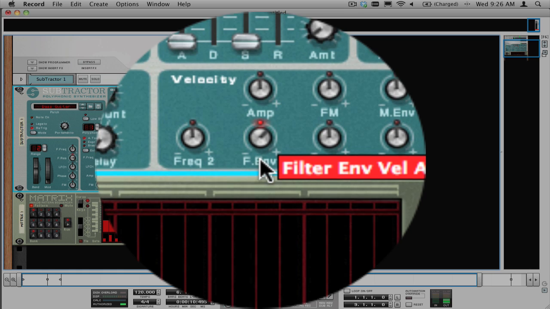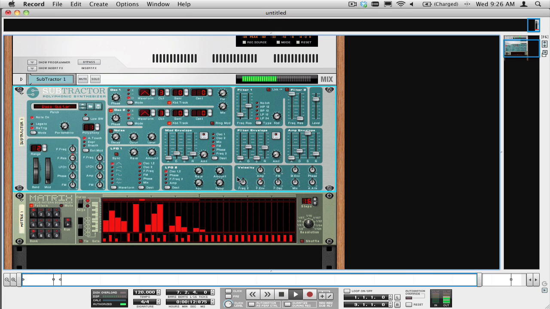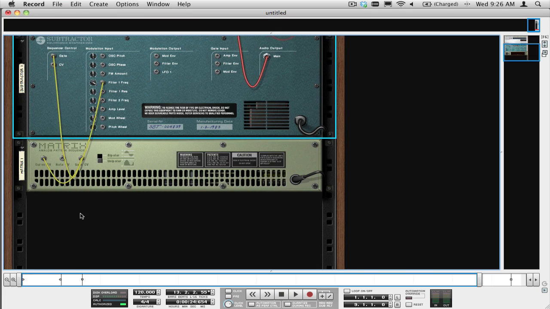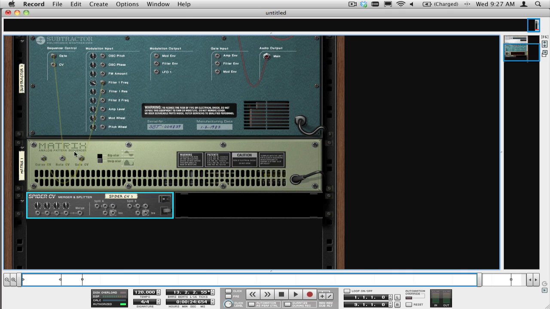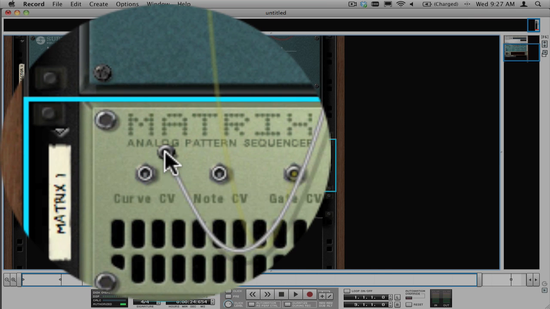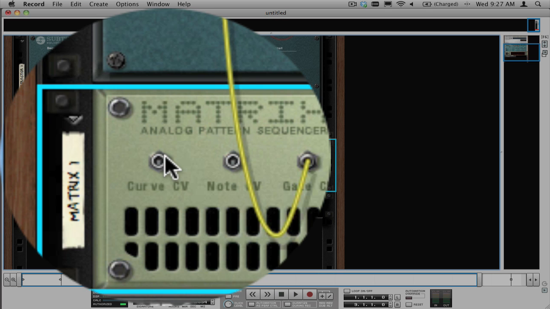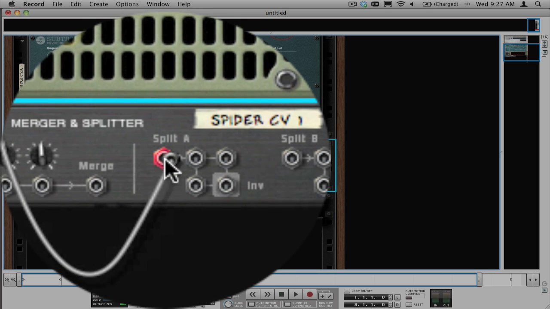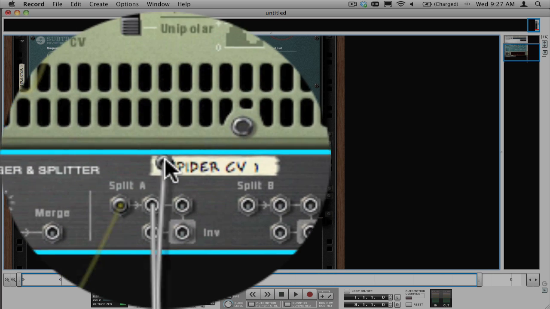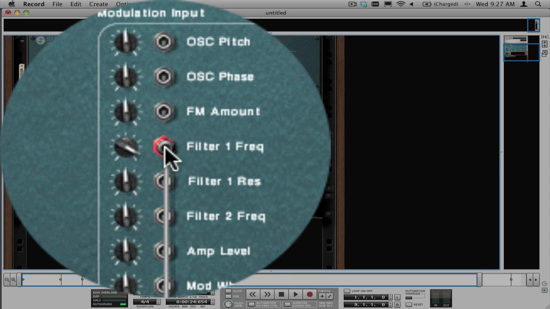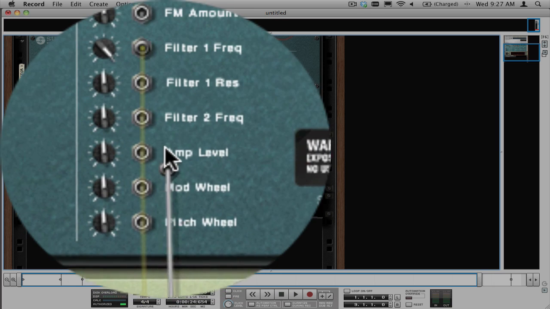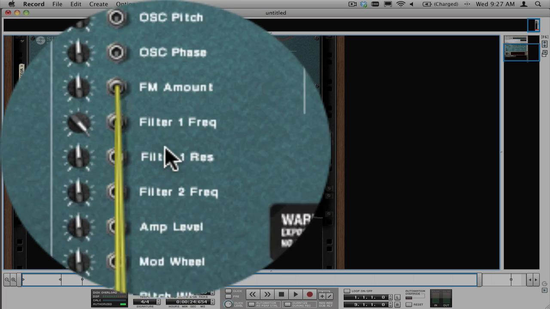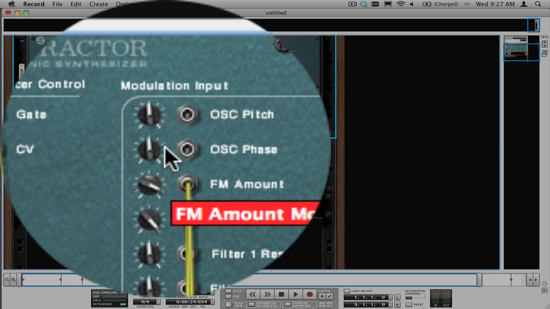If you want to make this more interesting, let's try using a spider CV merger and splitter on the curved CV output like this. Create a spider CV merger splitter. Disconnect the curve output from the subtractor and connect it to the split A input. Now connect one of the split A outputs back to the filter frequency modulation input and the inverted INV, or opposite values, to the FM amount modulation input and turn that value knob up to 127.